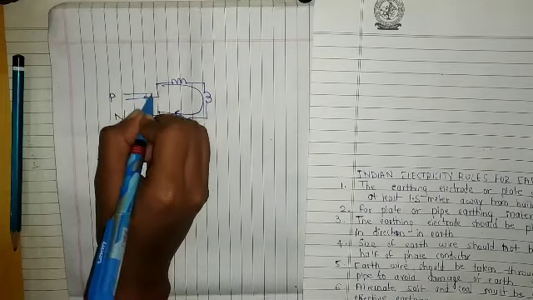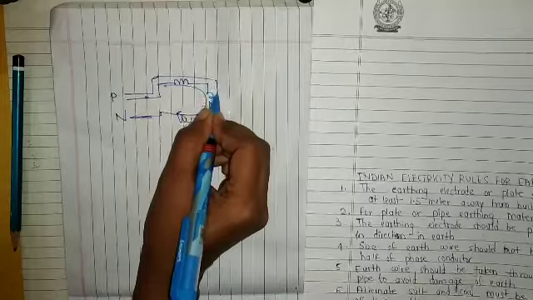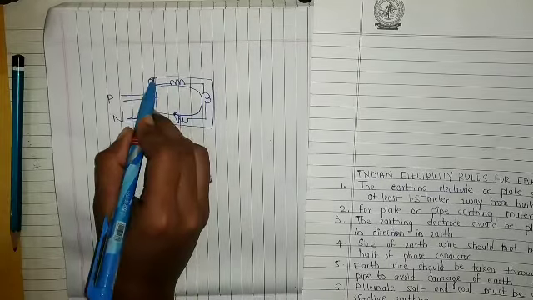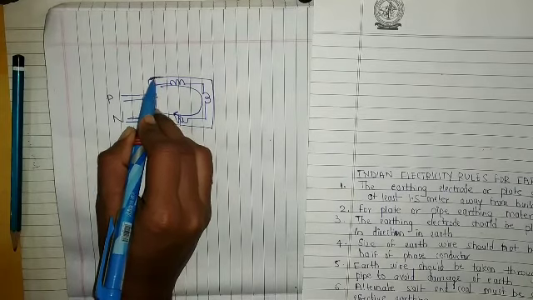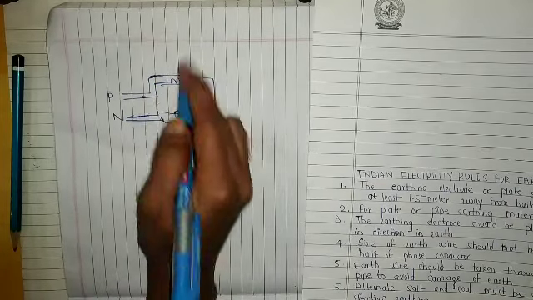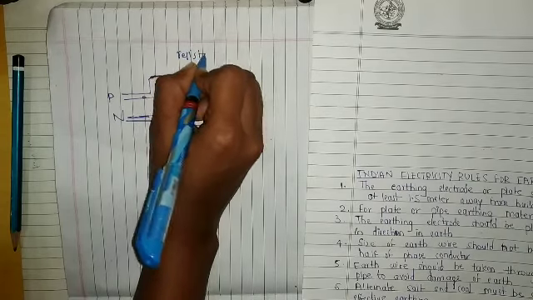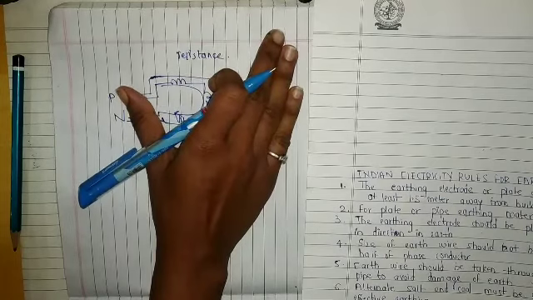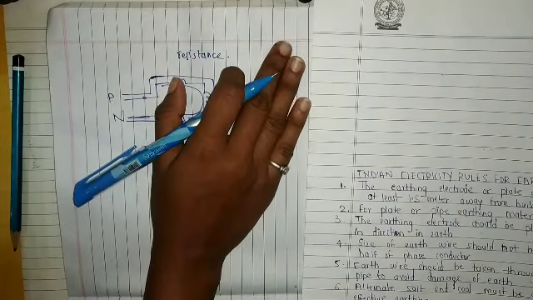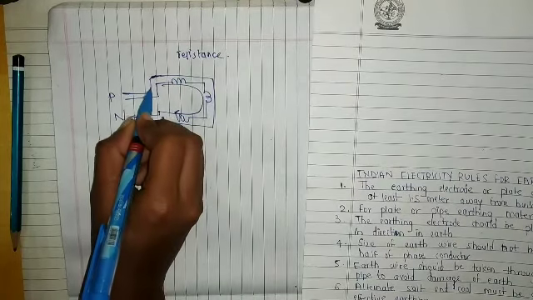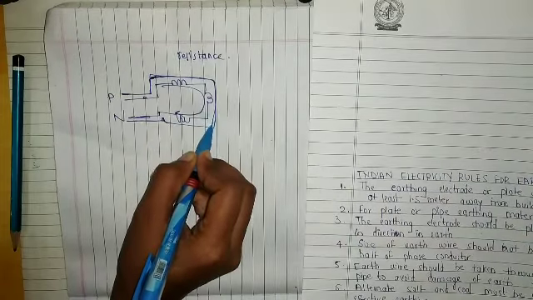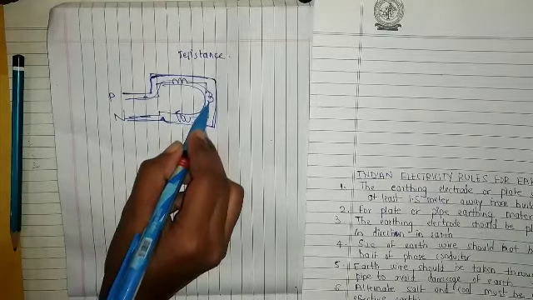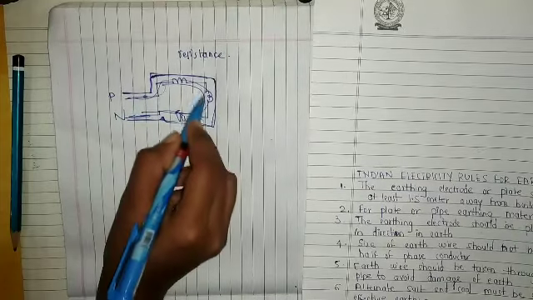Now we provide here insulation. So this is the layer of insulation, right? So what is this insulation? Insulation has high resistance. Resistance means what? Resistance means opposition to flow of current. So there will be no current flowing through this insulation, right? The current will only flow through this conducting part.